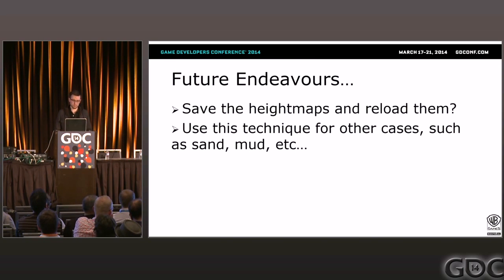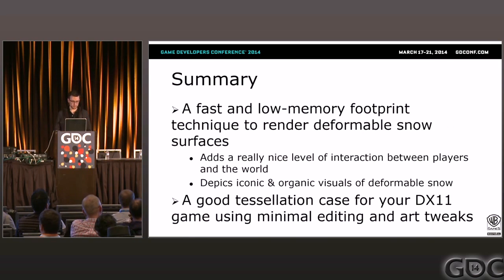So for future endeavors, I guess you could save the height maps and reload them. That'd be cool. You could also use this for other things, such as sand, mud, that sort of stuff. We didn't need that, because it was always snowing, so we could replenish the height maps. So in summary, I presented a fast and low memory footprint technique to render deformable snow surfaces that adds a really nice level of interaction between players and the world and depicts iconic and organic visuals of deformable snow. And it's also a good tessellation case for your DirectX 11 game with minimal editing and art tweaks.